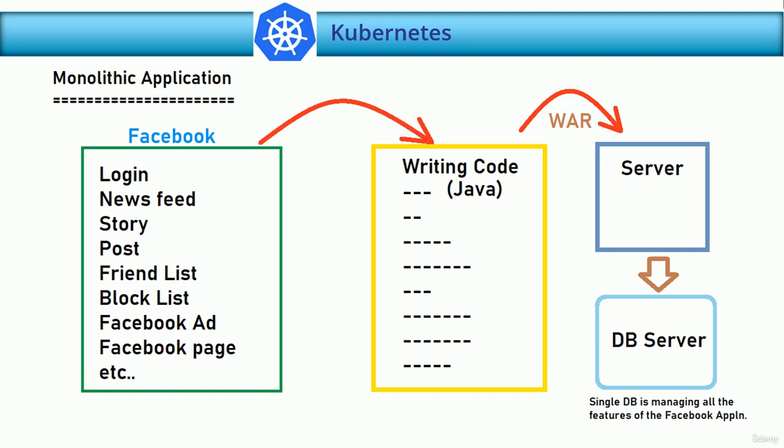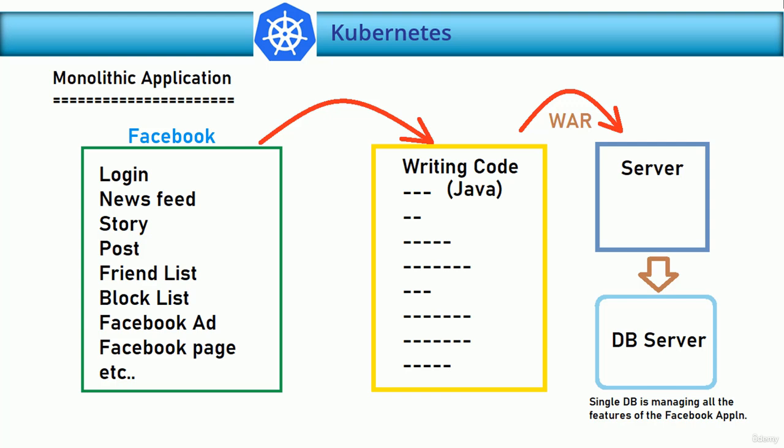Let me discuss the drawbacks one by one. Suppose there is a requirement for the post feature that you want to scale up the server for it, because we know that the most used item on Facebook is the post. Now your requirement is that you want to scale up, or want a dedicated server for the post feature of Facebook, and a dedicated DB for it. But with the monolithic approach, it is not possible. Scaling is not possible with the monolithic approach. So this is the first issue.